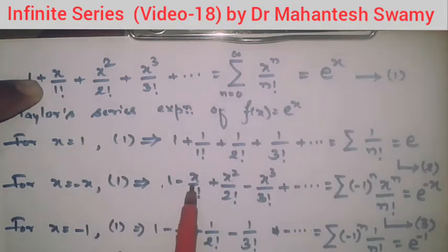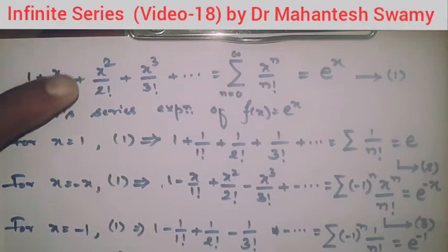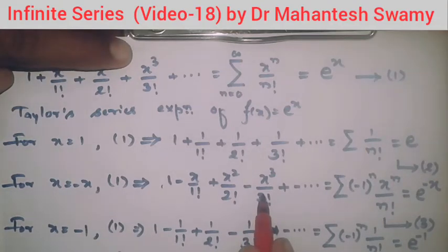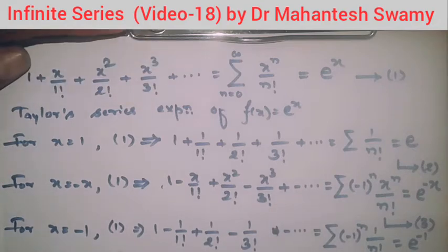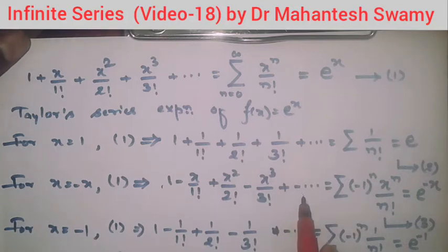Plus x by 1 factorial minus x by 1 factorial cancelled. Come to this term: plus x square by 2 factorial plus x square by 2 factorial is 2 times x square by 2 factorial. 2 has been written outside, so I write first 1 here, and for this term it is plus x square by 2 factorial. Plus x cube by 3 factorial minus x cube by 3 factorial cancelled, plus x to the power of 4 divided by 4 factorial, and here also plus x to the power of 4 divided by 4 factorial is 2 times x to the power of 4 divided by 4 factorial.